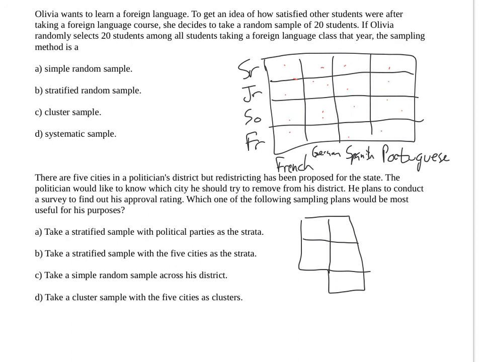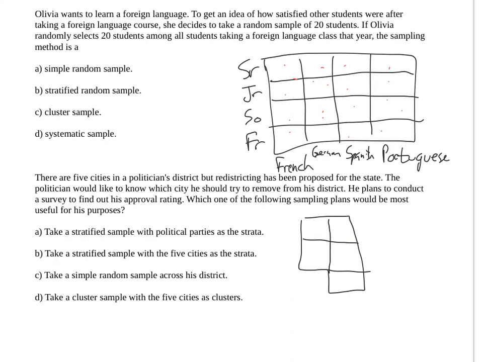So he's looking at all these cities, and he wants to know about all of them. So he doesn't just want to know about this city and this city and this city. He wants to know about all 5 cities and wants to know his approval rating in each of them. So he could take a simple random sample across his district. He could do that, just every once in a while, just random person, right? But the problem with that is that it may not accurately represent each district equally. So he doesn't want to do that because he wants to make sure he gets a good look at each district.